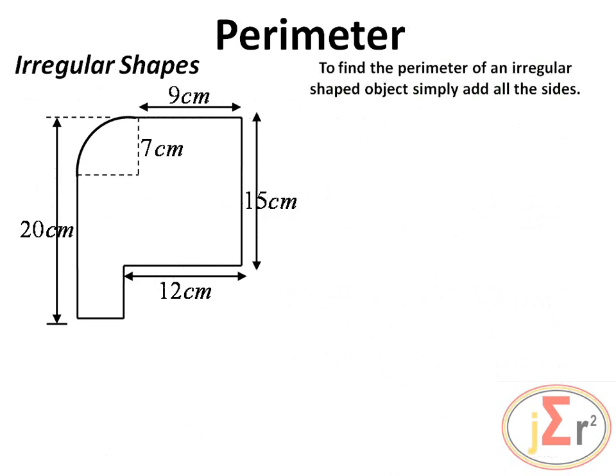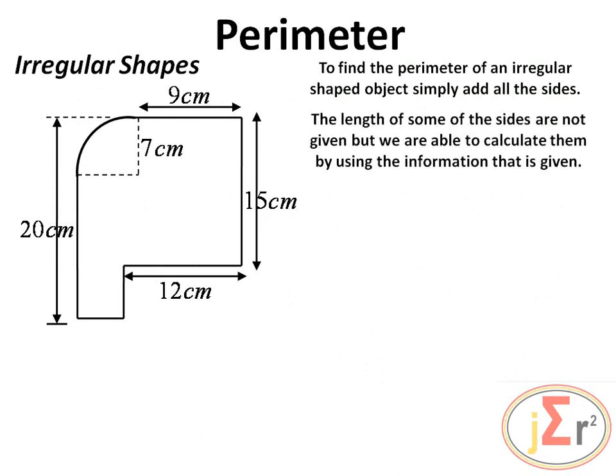Now, to find the perimeter of an irregular shaped object, simply add all the sides. That is how we find the perimeter of an irregular shaped object. The lengths of some of the sides are not given, but we are able to calculate them by using the information that is given. So like this one here, we don't know it, but we can calculate it based on the information that we have already.